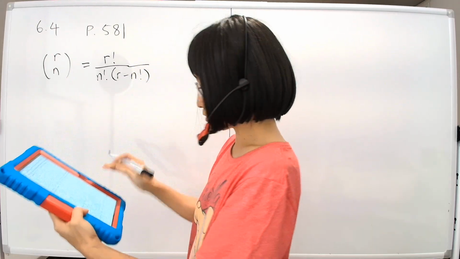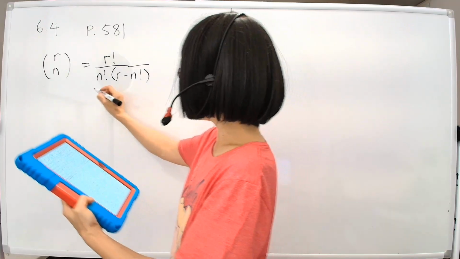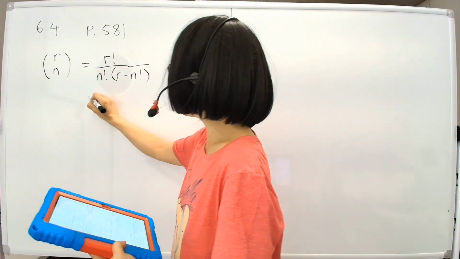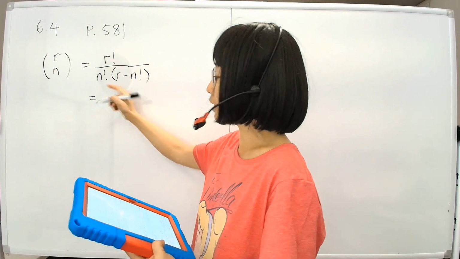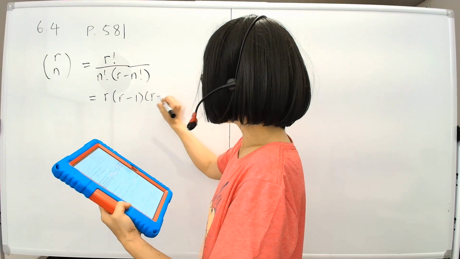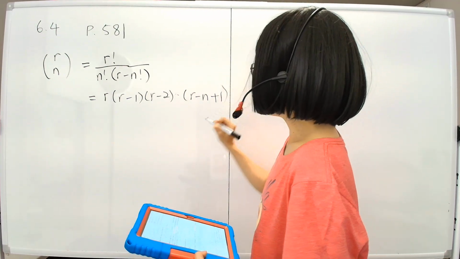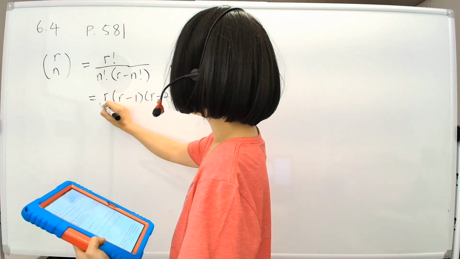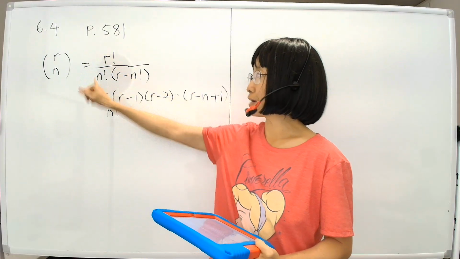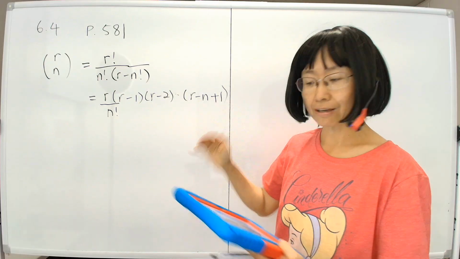Now what that amounts to is that you can also write it like this: R factorial divided by n factorial, where R is bigger than n, is R times R minus 1 times R minus 2, all the way down to R minus n plus 1. That's how far you go. And then the whole thing is divided by n factorial. That's what happens when you divide R factorial by R minus n factorial. That is, you divide out the tail end.